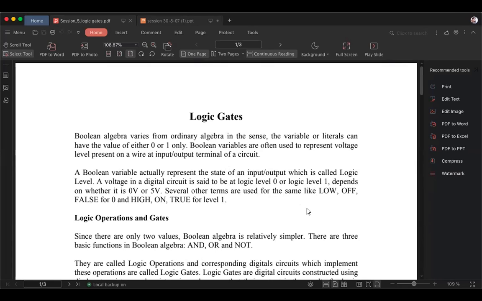Now there are several other options: low, off, false for 0, and high, on, true we can use for 1. So whenever we are using computer circuits, the nomenclature like low, off, false we can use as 0. And high, on, or true we can use as 1. So it is simple, nothing but the representation of the values in the system. I hope this first paragraph is clear.